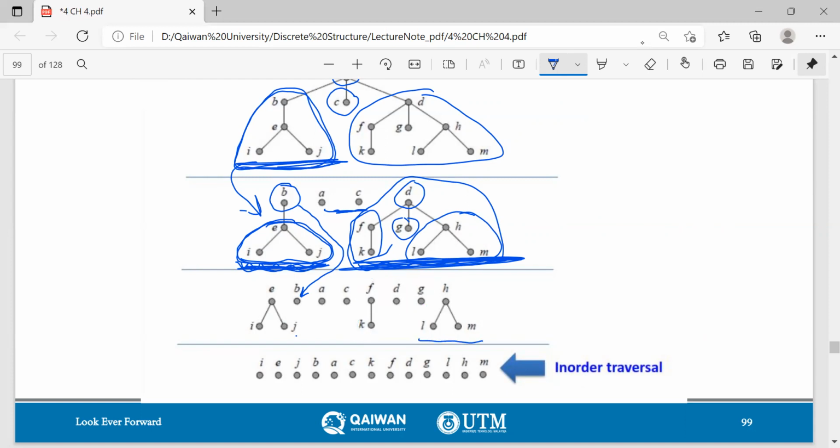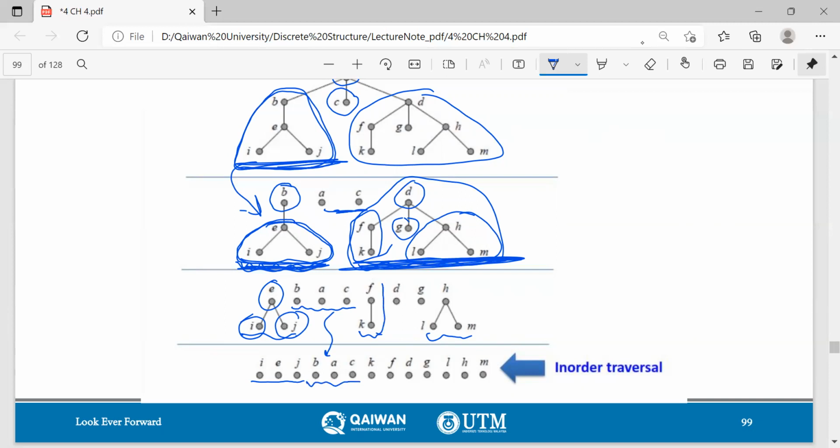Now we have only one more step here. We have this tree, and this tree. For each of these trees, we first write down the left subtree, the root, then the right subtree. For this one, we write down I, E, and J in this order. And here we have B, A, C. We are going to write them down in the same order.